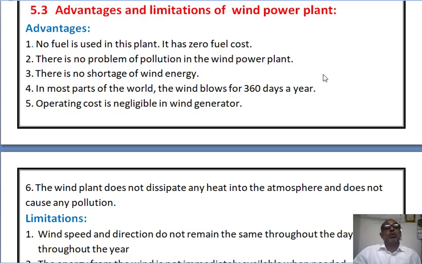Second, there is no problem of pollution in the wind power plant, as you can compare with nuclear power stations as well as thermal power stations. Third, there is no shortage of wind energy because it is naturally available. Fourth, in most parts of the world, the wind blows for 360 days a year. Fifth, the operating cost of this power plant is negligible in a wind generator. Sixth, the wind plant does not dissipate any heat into the atmosphere. So that means it does not cause any pollution in the atmosphere.